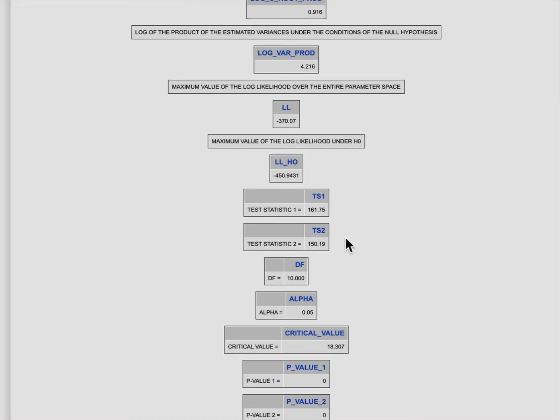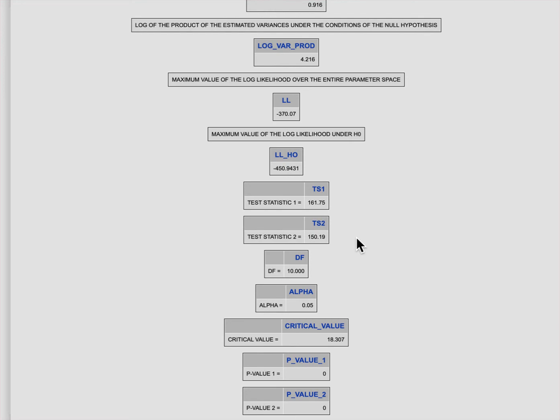As is always the case, the second version of the test statistic is going to be somewhat smaller than the first. That's the whole purpose. And that tends to give that second test statistic a slightly better overall type 1 error rate. But we're not going to worry about that right now.